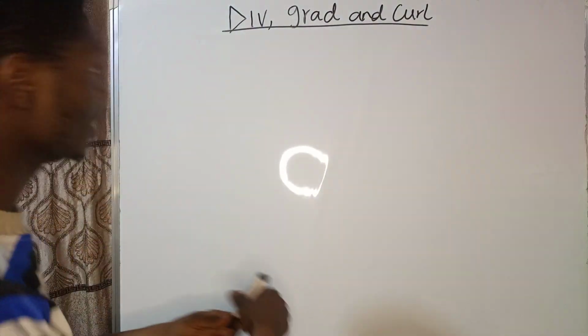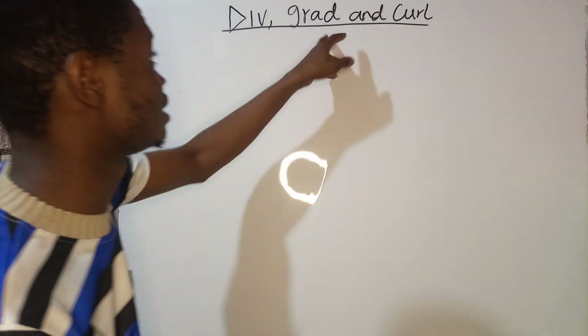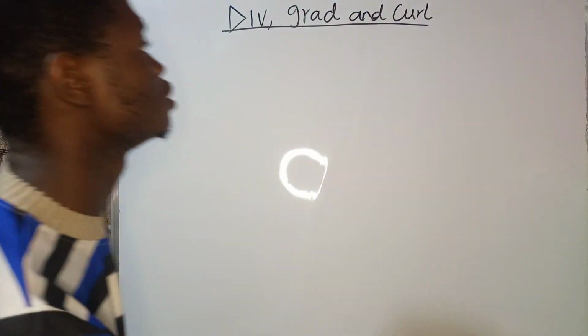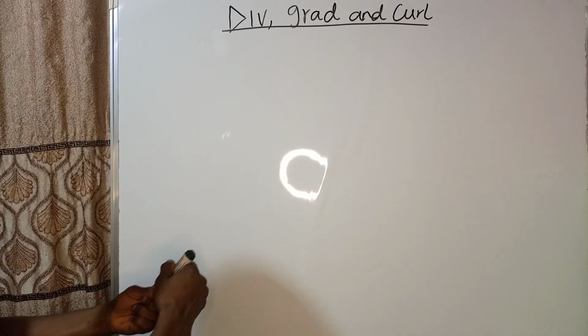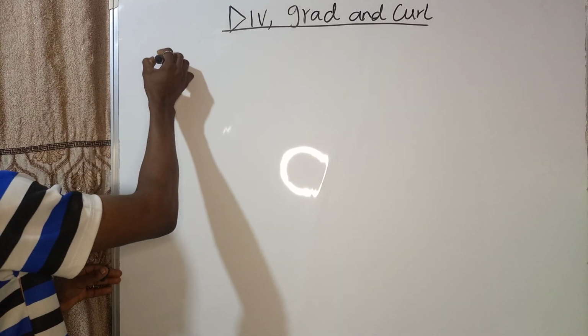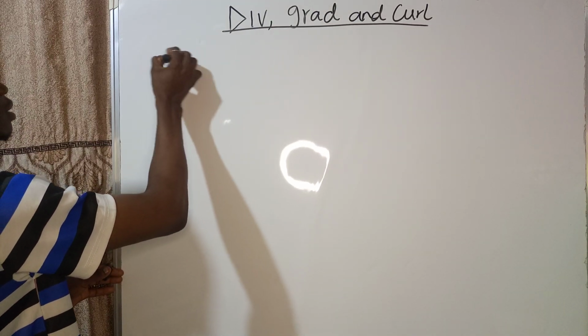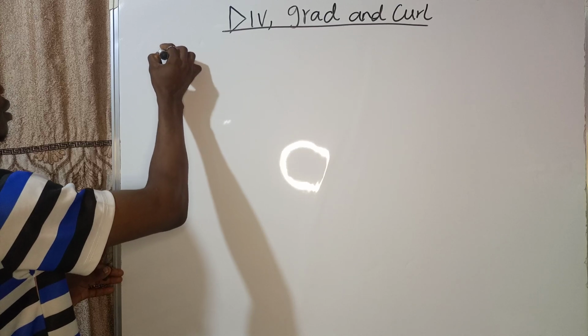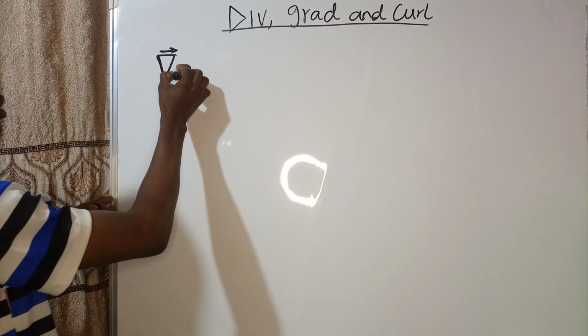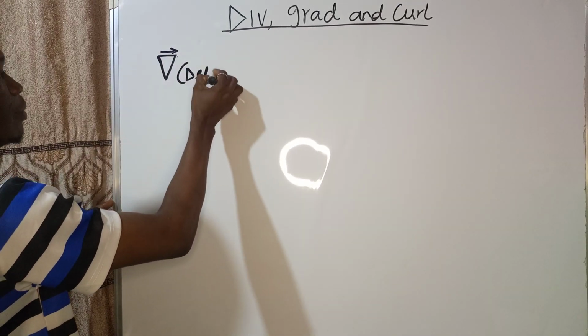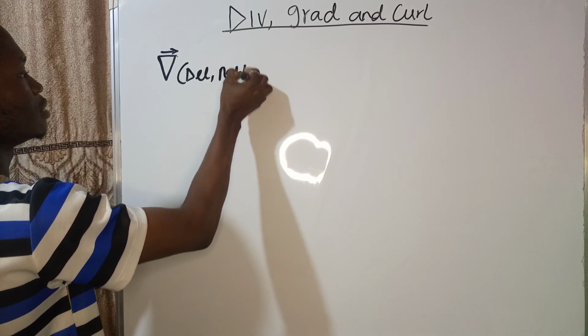So, what is the meaning of this? Divergence, gradient, and curl. First of all, we are going to know what this symbol means. This symbol means the del operator, or nabla.